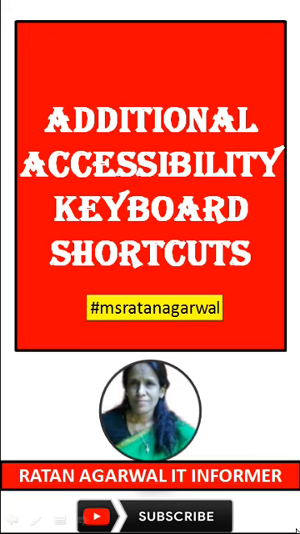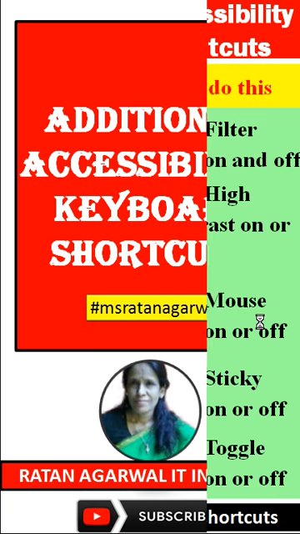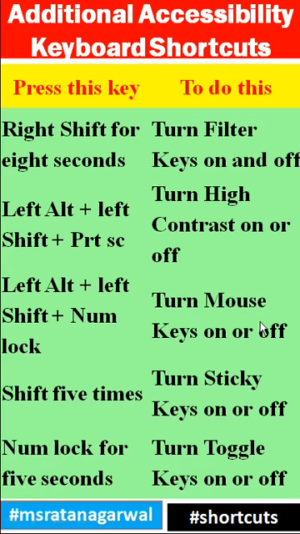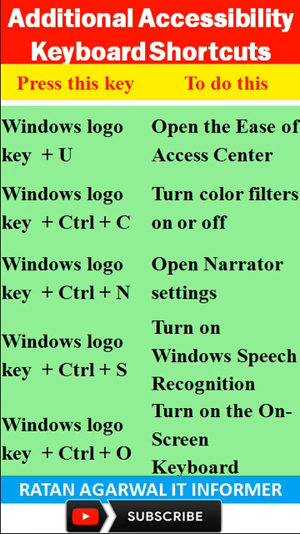Today I am going to tell you additional accessibility keyboard shortcuts which will help you to access the Ease of Access Center. Right Shift for 8 seconds: turn Filter Keys on or off. Left Alt + Left Shift + Print Screen: turn High Contrast on or off. Left Alt + Left Shift + Num Lock: turn Mouse Keys on or off. Shift 5 times: turn Sticky Keys on. Num Lock for 5 seconds: turn Toggle Keys on or off.